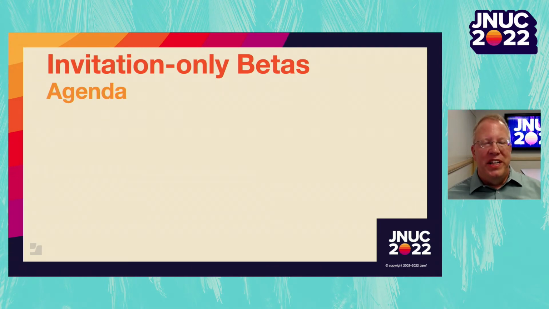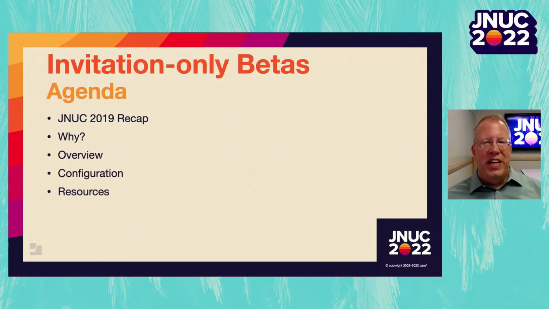Here's our agenda. We'll start with a 4.5-minute recap of the JNUC 2019 session. Then we'll discuss why you should consider implementing invitation-only betas in your environment. Next, we'll look at a high-level overview of invitation-only betas and spend the bulk of our time configuring the solution. I'll share some real-world examples along the way, and we'll finish off with some resources.